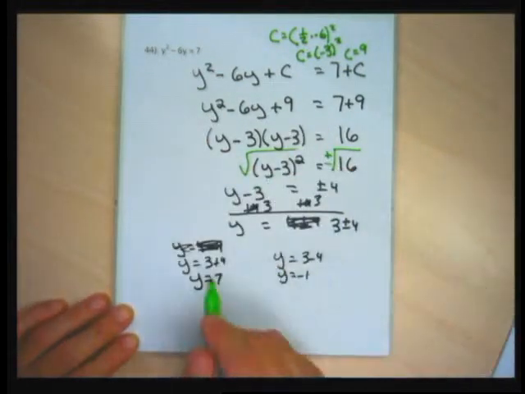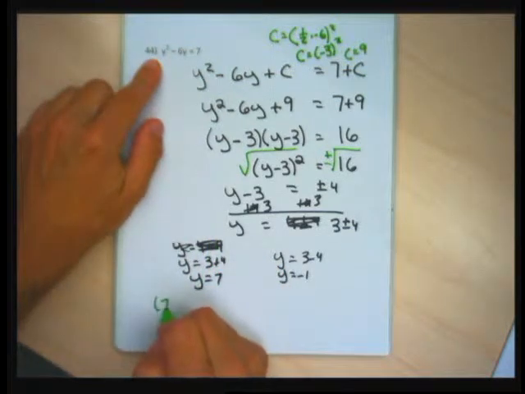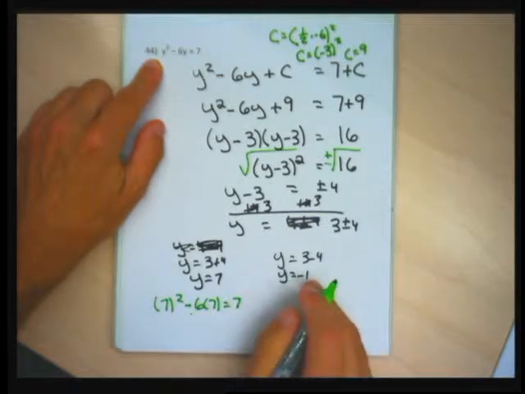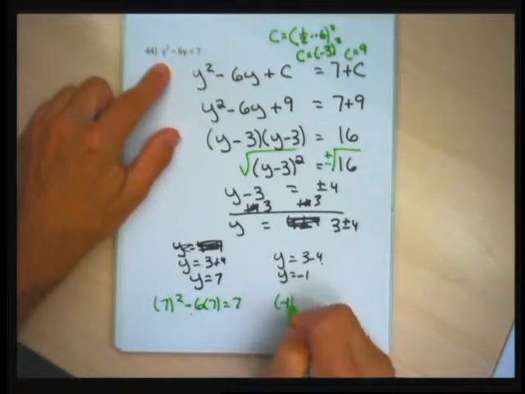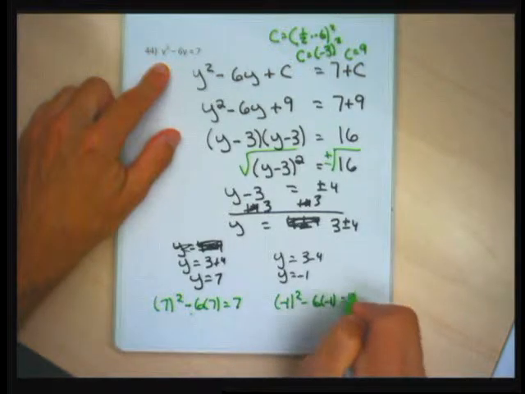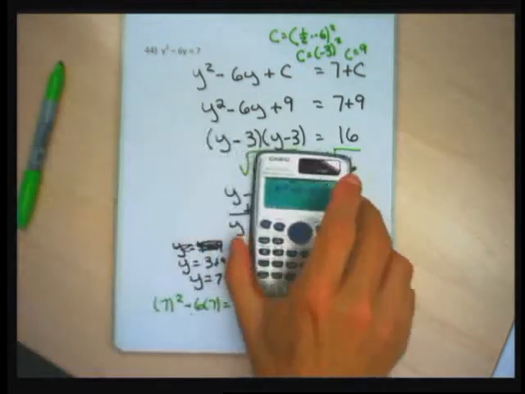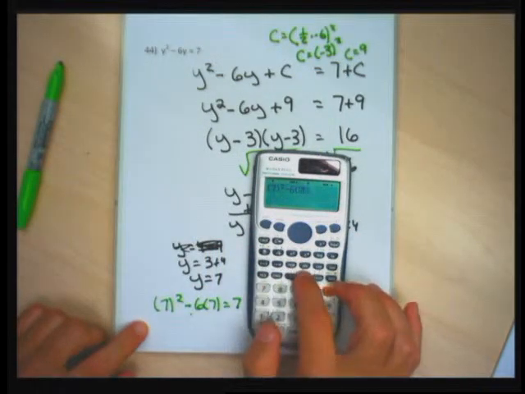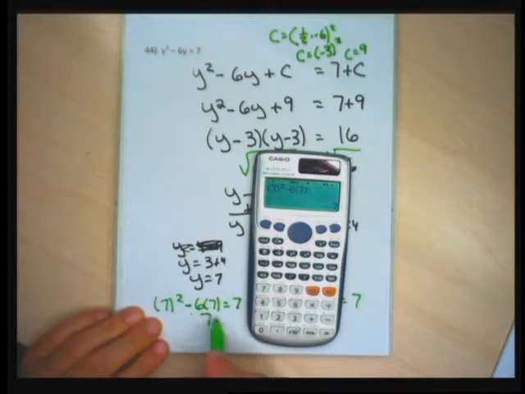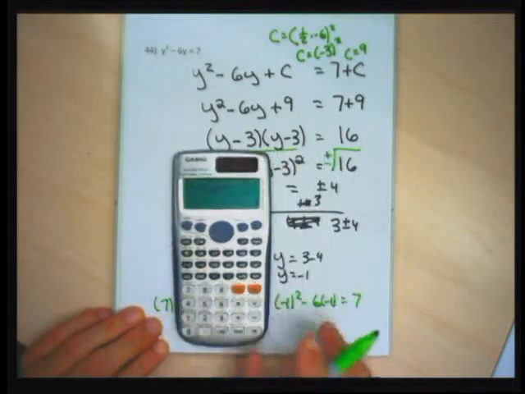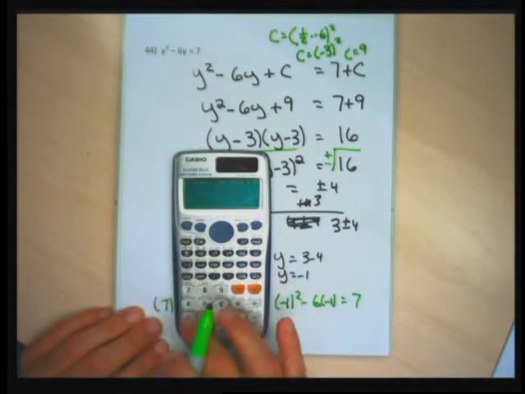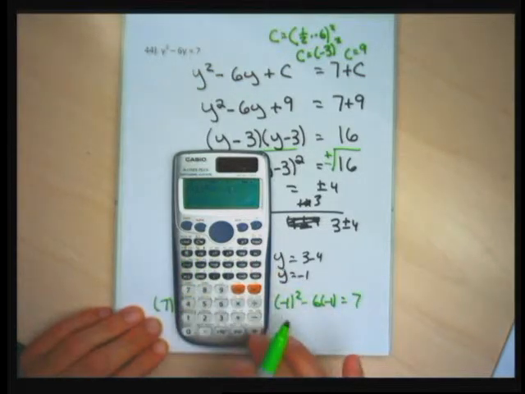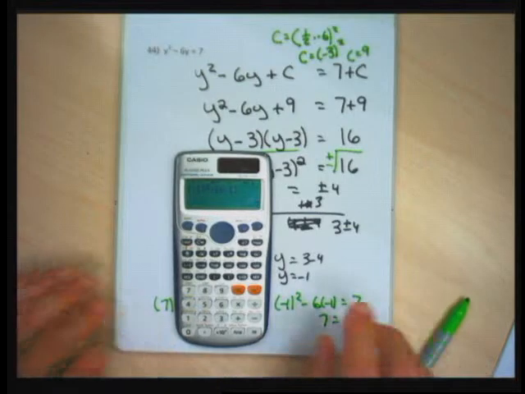Should always check. So I'm going to check the 7 to see if 7 squared minus 6 times 7 equals 7. And then also check the negative 1, see if negative 1 squared minus 6 times negative 1 equals 7. So first one, 7 squared minus 6 times 7. That gives me 7 equal to 7, so I know that 7's the correct answer. Second one, negative 1 squared minus 6 times negative 1. That also gives me 7 equal to 7, so I know my answers are correct.